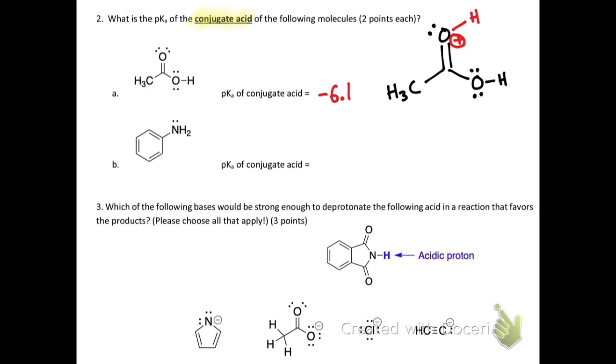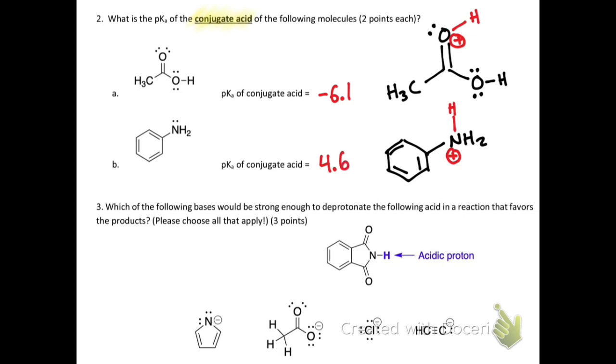So let's do the same thing for this molecule down here, aniline. The conjugate acid of aniline looks strikingly similar, as do all conjugate acid base pairs, except we add a proton to where that lone pair of electrons was. And this one has a pKa of 4.6.